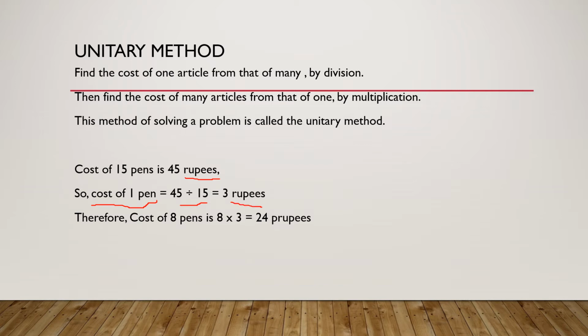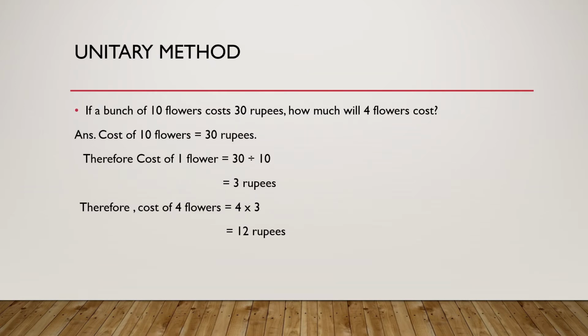The cost of 1 pen is how much? She has got 3 rupees. But she needs how many? She needs 8. So the cost of 8 pens will be how much? Because the cost of 1 pen was 3, you multiply it by 8 and you get 24 rupees. So Vijaya got her 8 pens for 24 rupees and her confusion was solved. Let's check more examples.